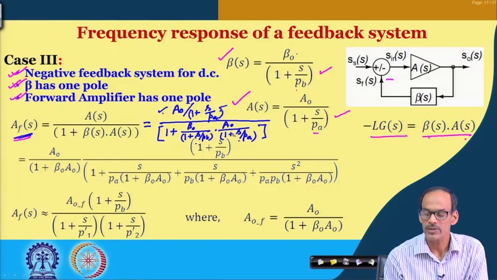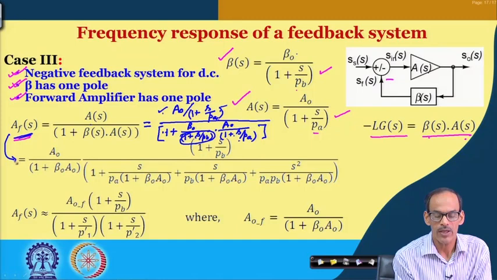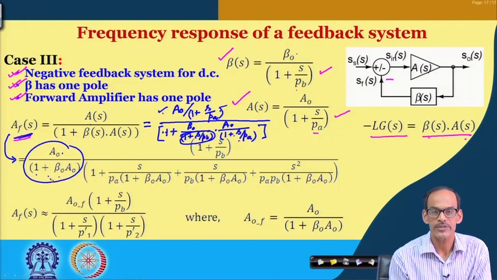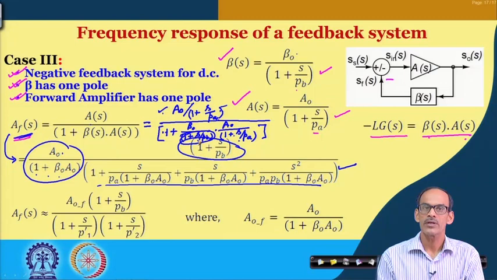So, if I take these two here, we will get almost the similar situation as we obtained before, but this factor remains there. As a result, what we get for AF, the constant part is of course A naught divided by 1 plus beta naught into A naught, and in the denominator we have the second order polynomial. In addition to that, we have one factor in the numerator that represents a 0.